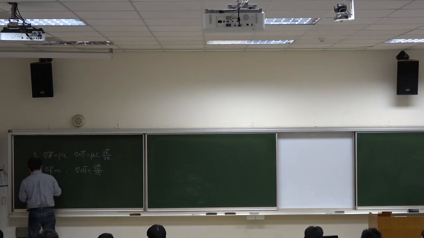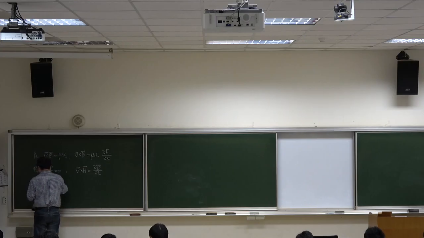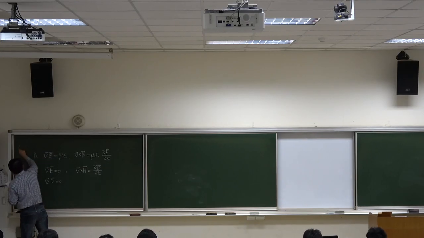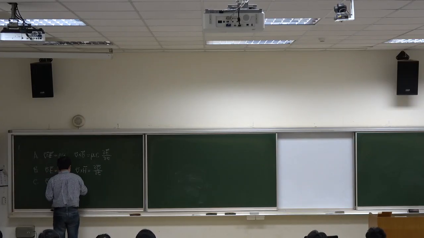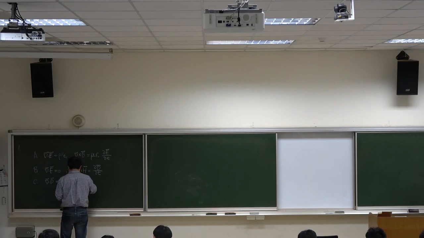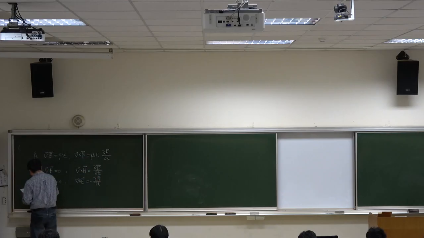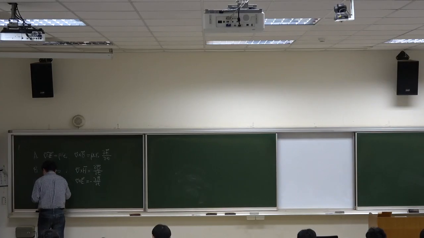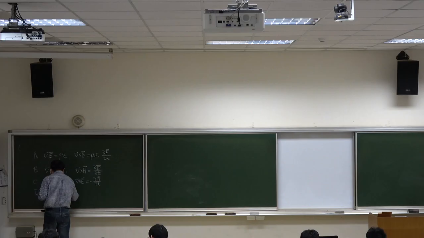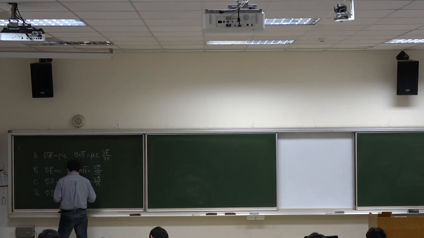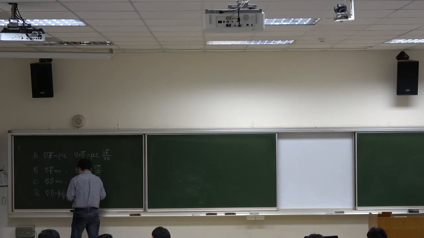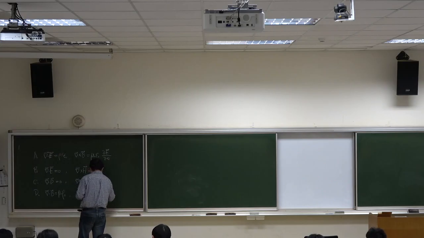The third choice, divergence E equal to 0. Curl E equal to minus partial B partial t, and the final choice, divergence D is mu 0 rho m. Curl E is mu 0 partial H partial t.